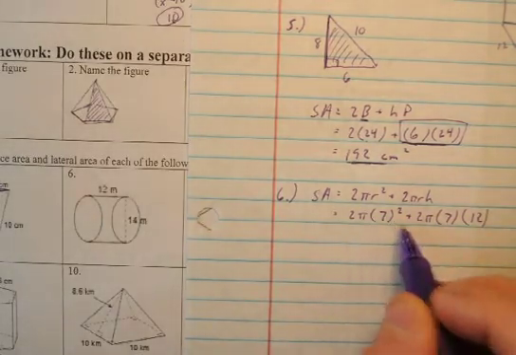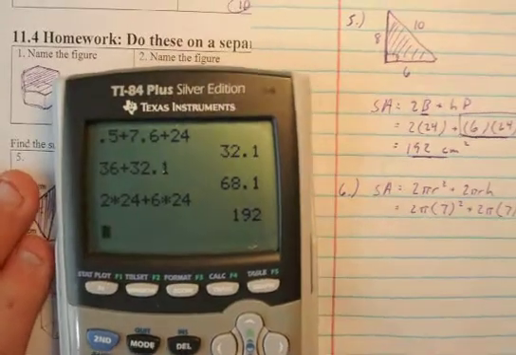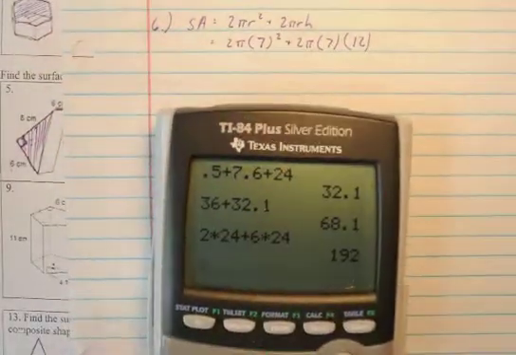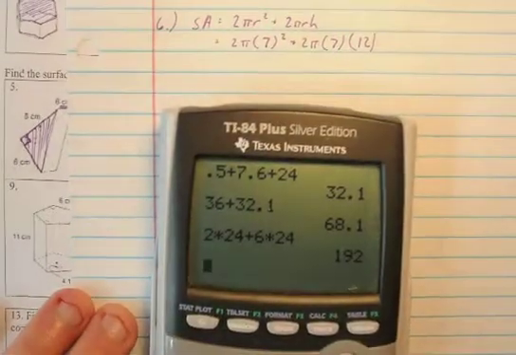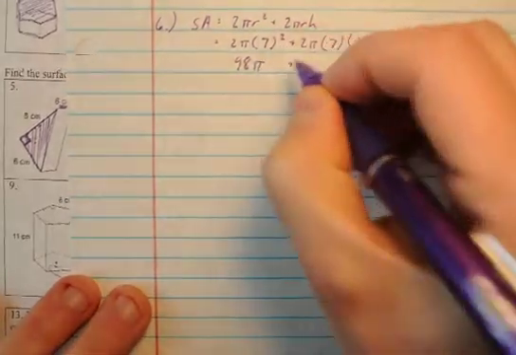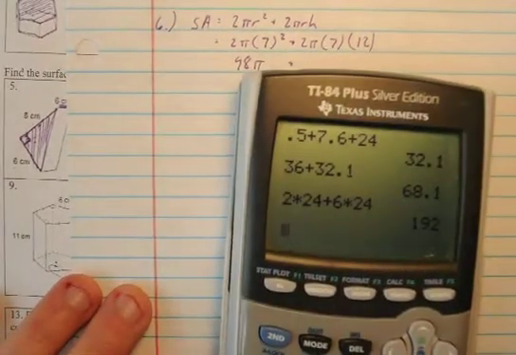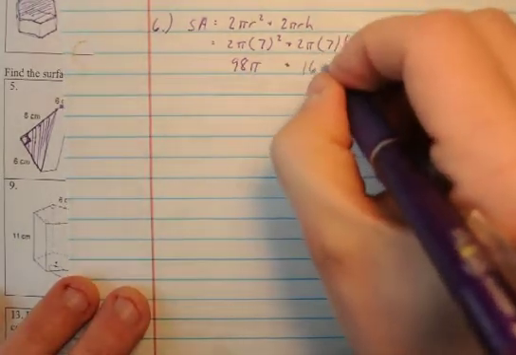Now because these both have pi's in them, I can actually make my answer real nice and pretty by doing this. This is just 49 times 2, which is 98 pi. So I got 98 pi there. And this is 7 times 12 times 2, which is 168 pi.